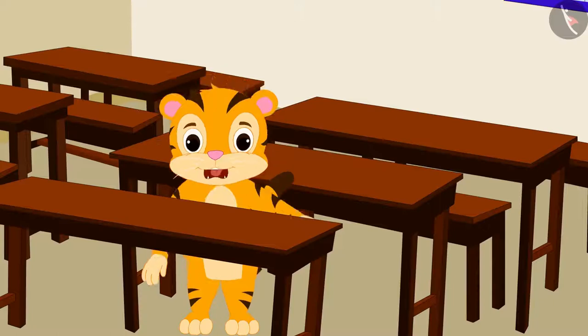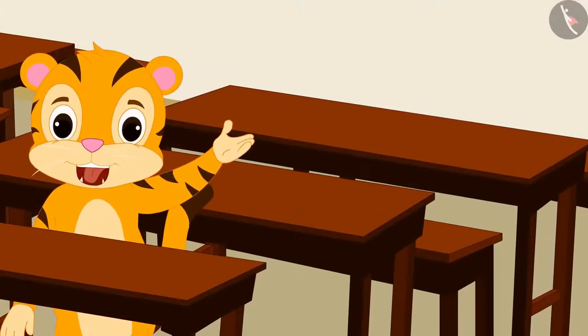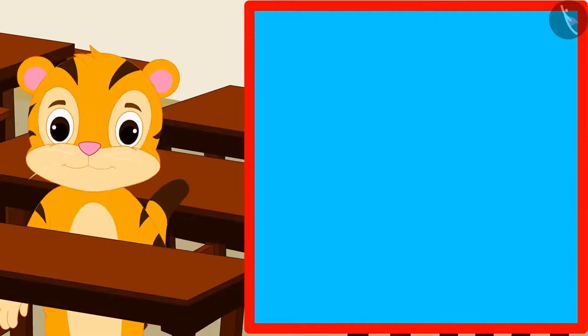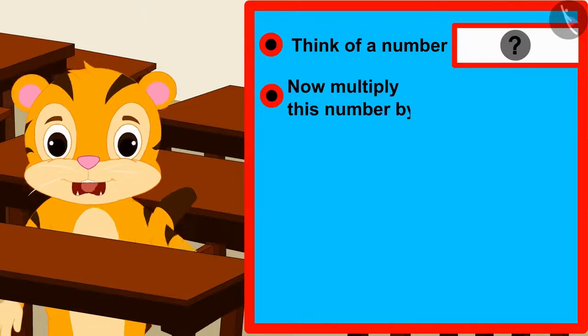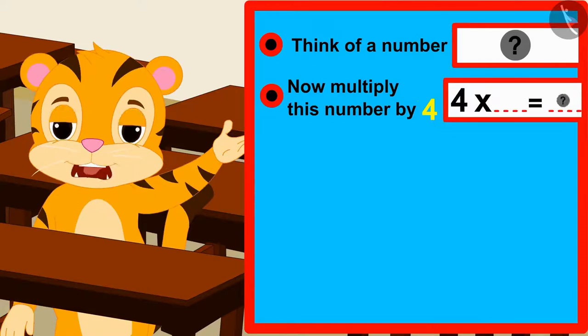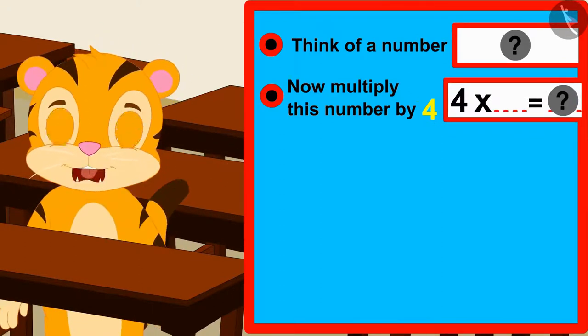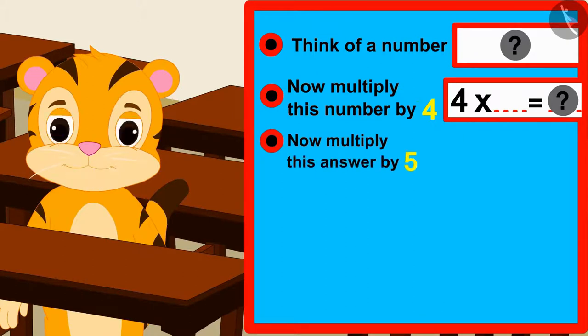Kids, would you like to see another of my magic in maths too? Oh wow! So let's quickly think of a number. Do you have a number? Now, multiply this number by 4. Did you get the answer? Well done! Now, multiply this answer by 5.